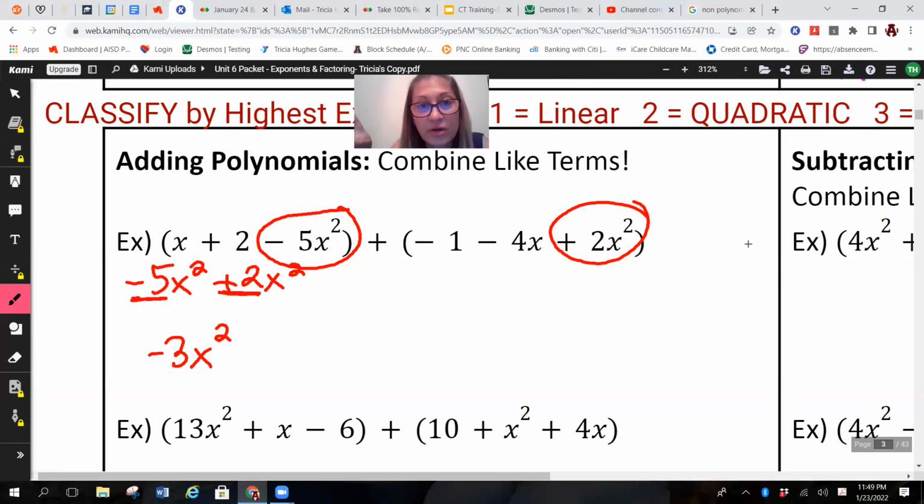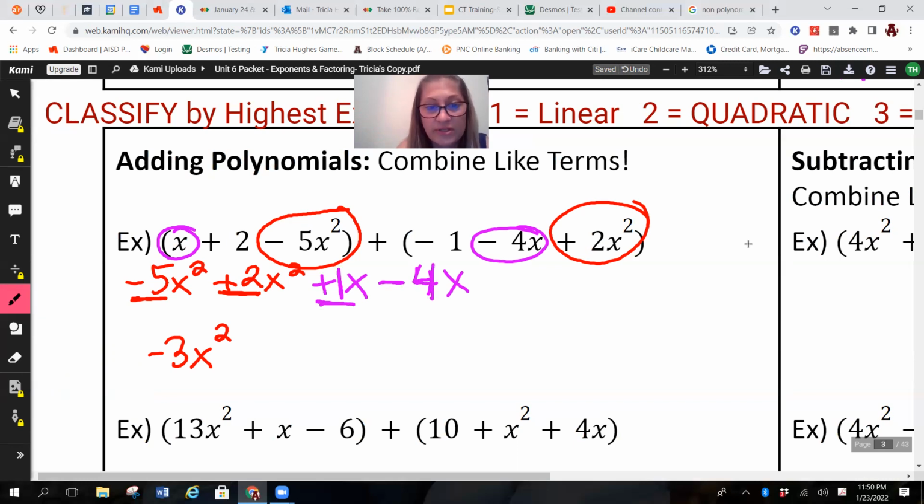Leave everything else alone. Just add the coefficient. So after x squared, the next highest would just be x. So plus x minus 4x. So when I would type that into my calculator, I would type in a positive 1 minus 4. I would only type in the coefficient. So a positive 1 minus 4 is a negative 3x.